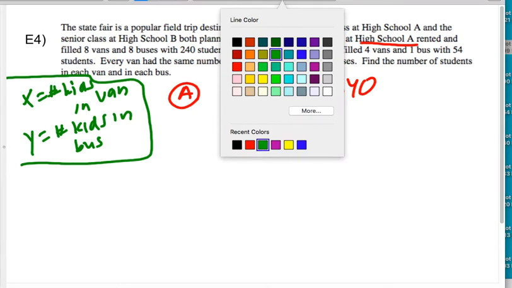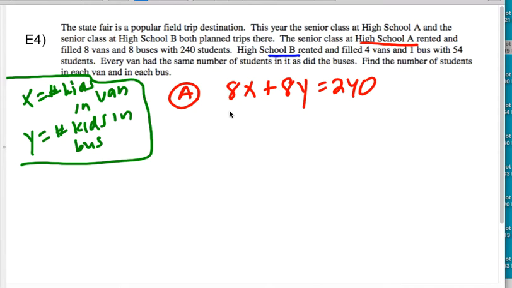And High School B had 4 vans and 1 bus, and it was 54, right? So again, substitution or elimination works here.